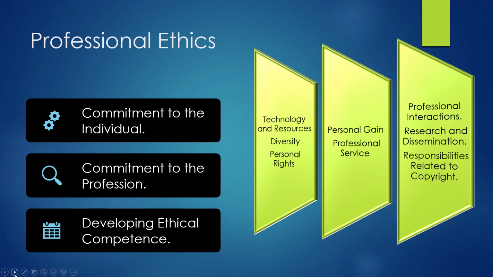The third one is developing ethical competencies. Under developing ethical competencies we find three different categories. The first is professional interactions, which goes straight to how we interact with our students, our coworkers, and our administrations. We should always interact with respect and appropriately for the occasion. We should consider all individuals equally. All individuals should be treated with the same level of respect as we would like to be treated. That is one of the main components of acting in a professional manner.